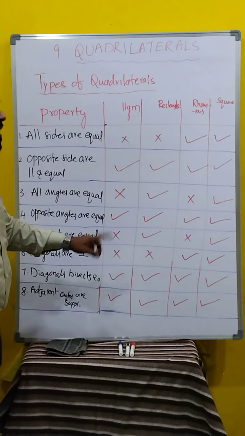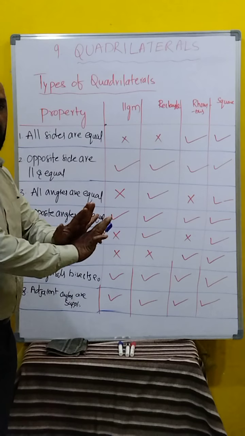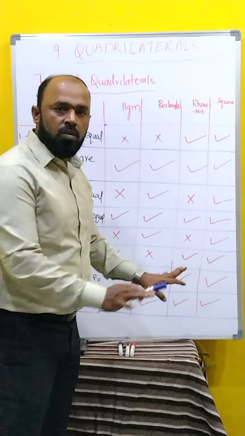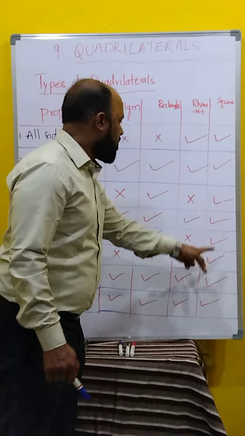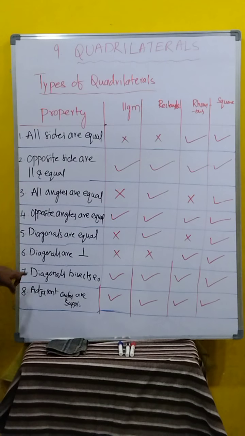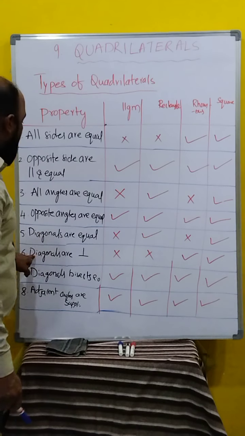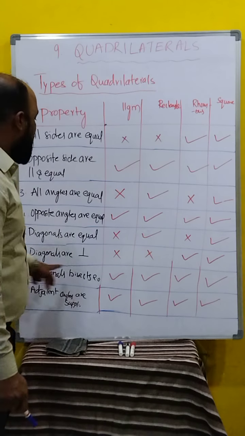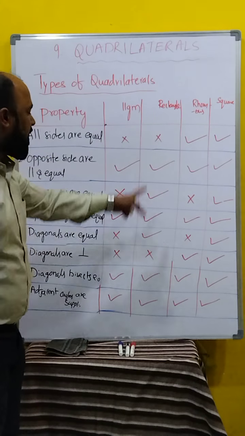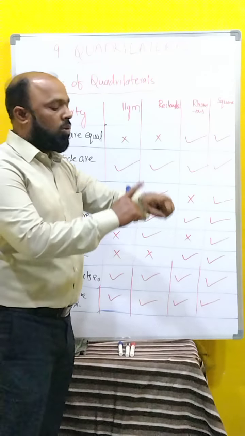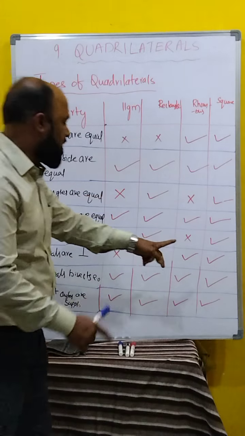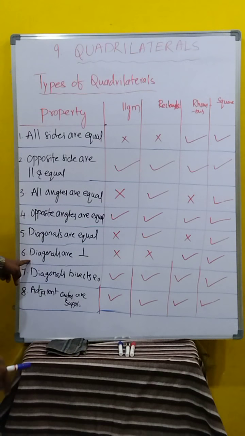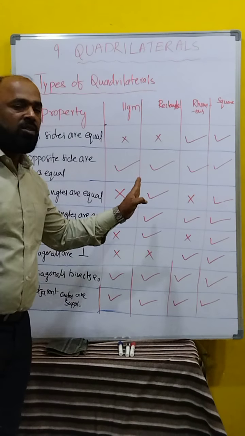Next, diagonals are equal. In a parallelogram, diagonals are not equal. In a rectangle, diagonals are equal. In a rhombus, no, diagonals are not equal. In a square, diagonals are equal. Next, come to the sixth property. Diagonals are perpendicular, means both are intersecting at 90 degrees. In a parallelogram, no. And in a rectangle also, no. In a rhombus, both diagonals are intersecting at 90 degrees. Yes. In a square also, both are intersecting at 90 degrees. That's the sixth property. Diagonals are perpendicular to each other.